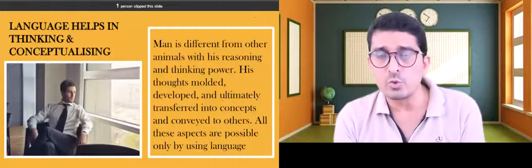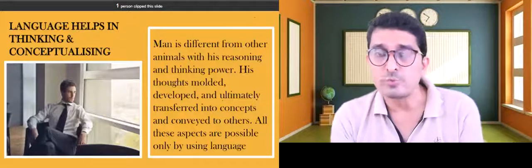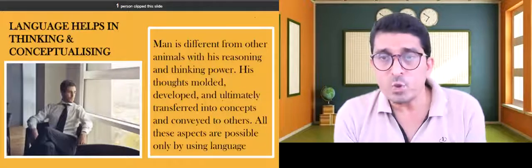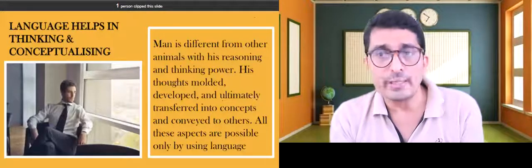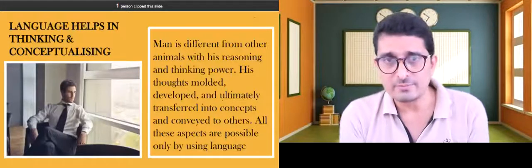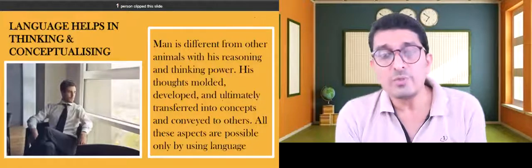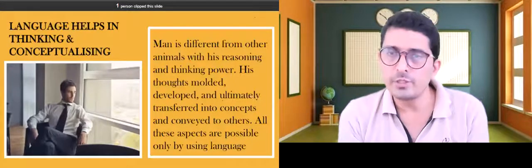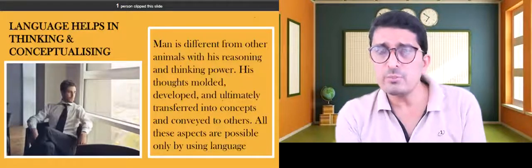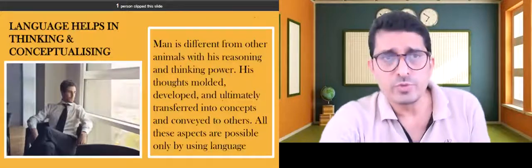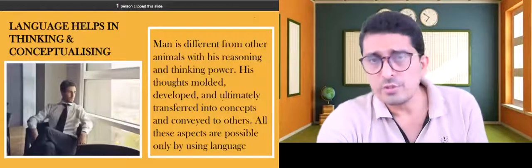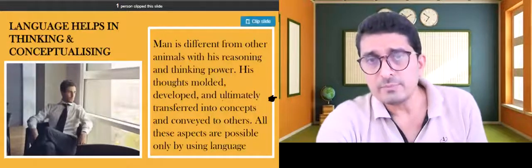You will learn this, conceptualization, concept formation, in psychology. So we are able to create concepts just because we have got language. So language helps in thinking and conceptualizing. And we can convey our concept to others by using language. Got it? It makes language the most important medium of communication. This process is not there in any other animal.